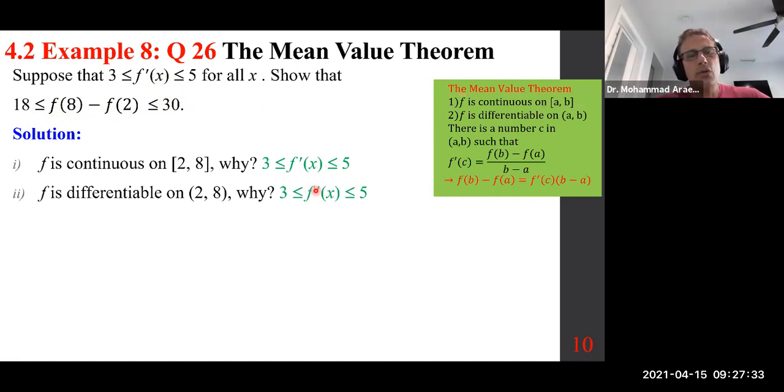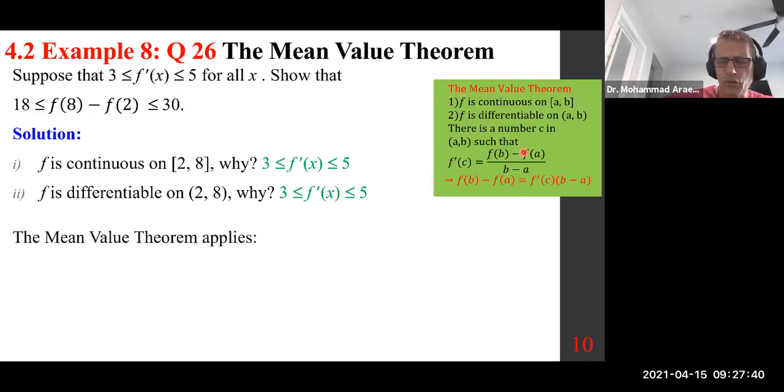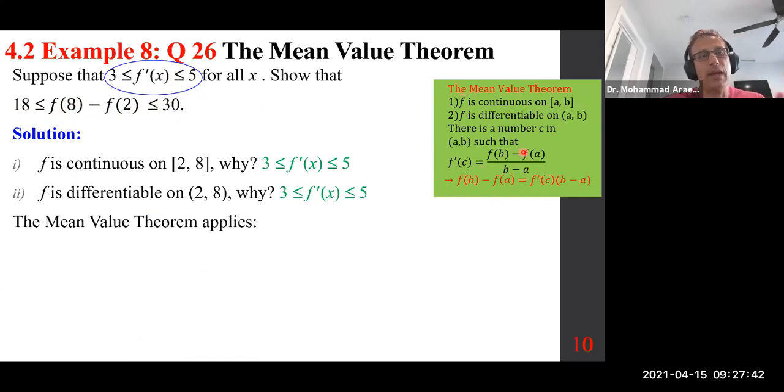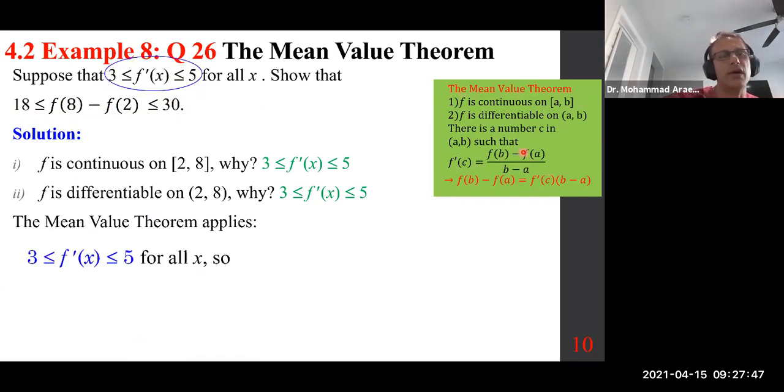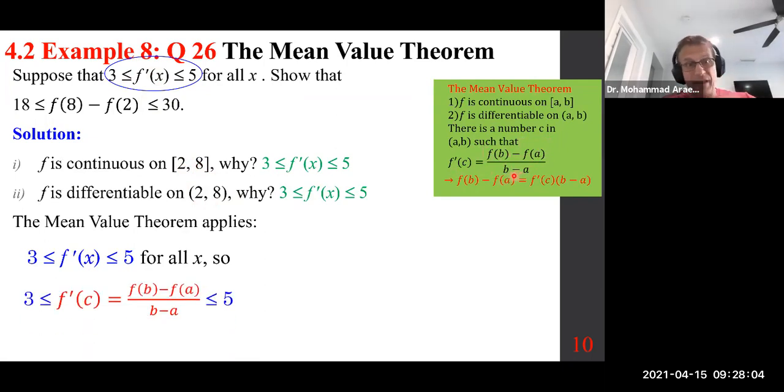Okay. So we know this is the case. We also know this is the case. So we're going to find that one also. So the mean value theorem applies. We start with this. f prime is always between 3 and 5. So what is f prime of c? Let's calculate that. f of b minus f of a over b minus a. And as I said, we're going to go from 2 to 8. So why don't we plug in 2? Why don't we plug in 8? Calculate f of b. That means f of 8 minus f of 2 over 8 minus 2.